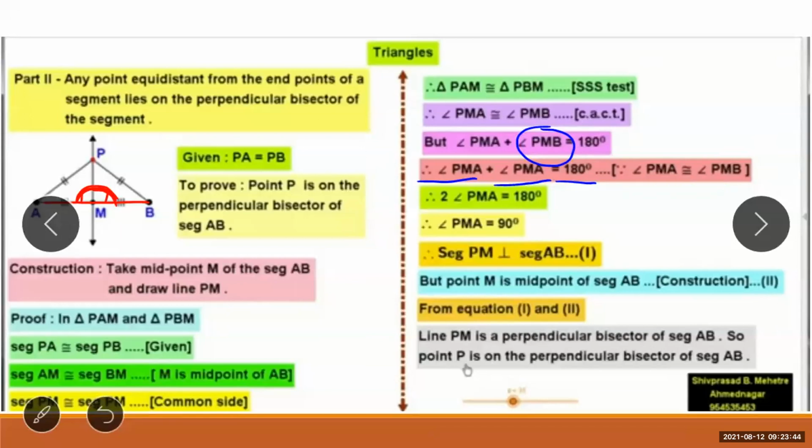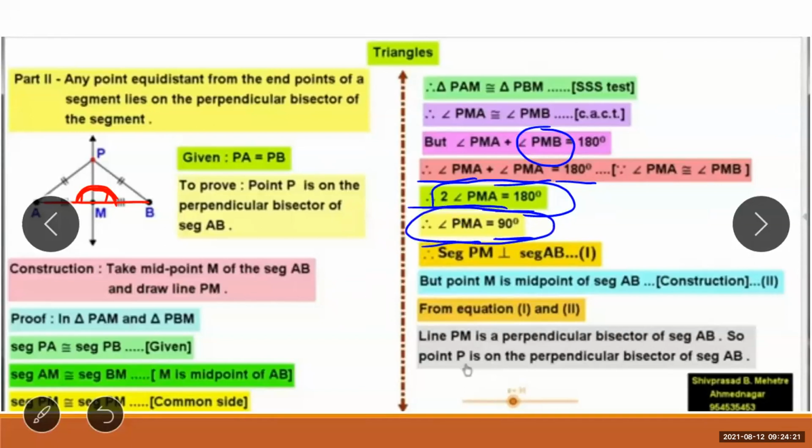Now in addition of both the angles, both are angle PMA and PMA, so that is 2 PMA equal to 180 degrees. Is it okay? Yes. Then as 2 PMA equals 180 degrees, the individual angle PMA will be 90, because this 2 will get divided into 180. So the angle PMA will be 90 degrees.